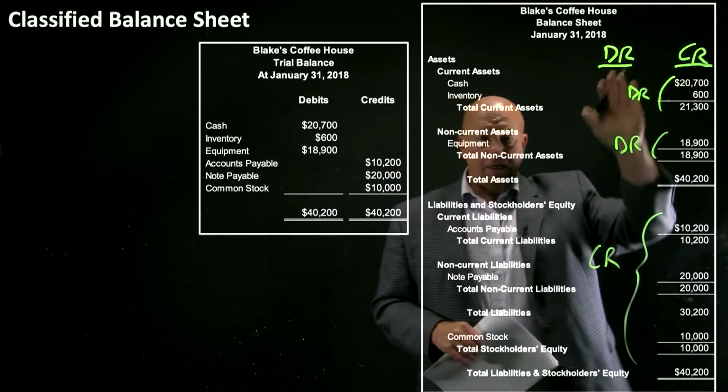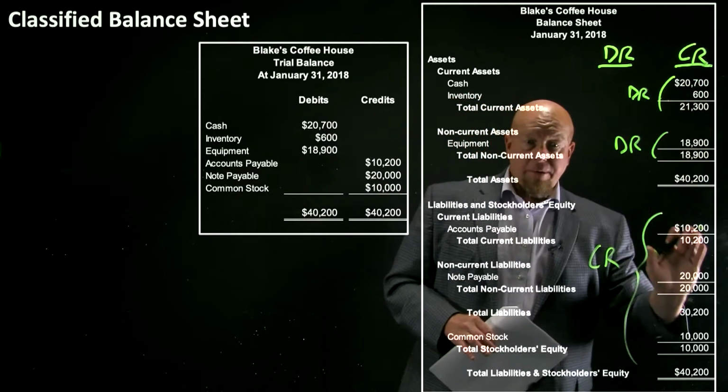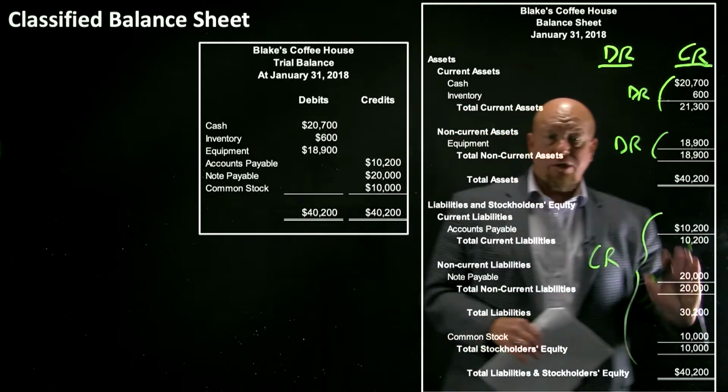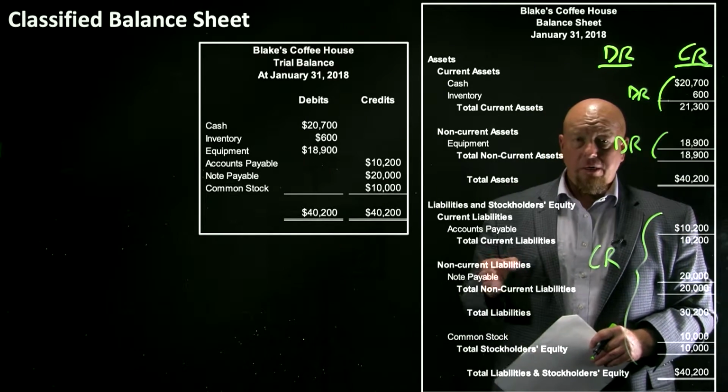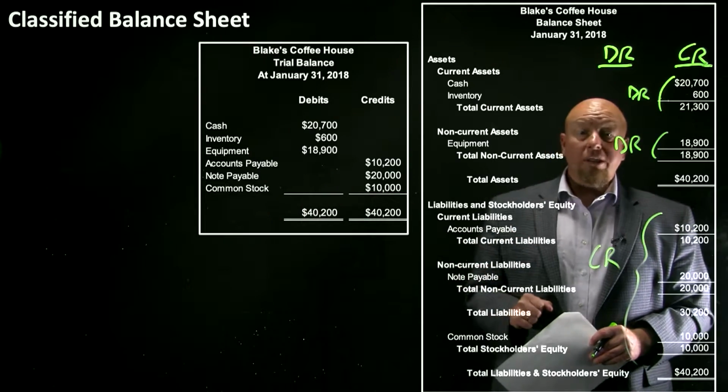Because these asset accounts are debits, they're positive. And because these liability and equity accounts are credits, they're also positive. We don't need the bookkeeping terminology on there. The external users simply don't want to see that.